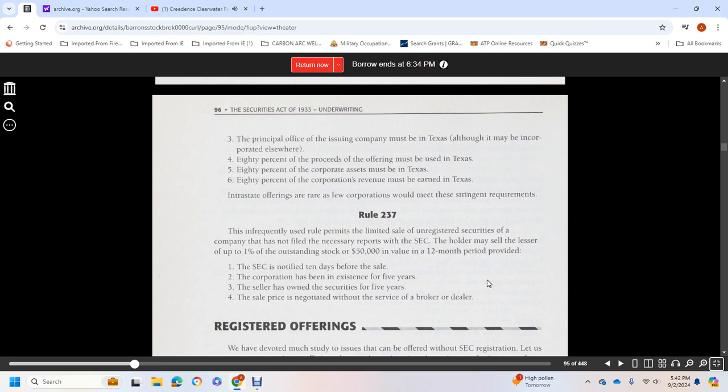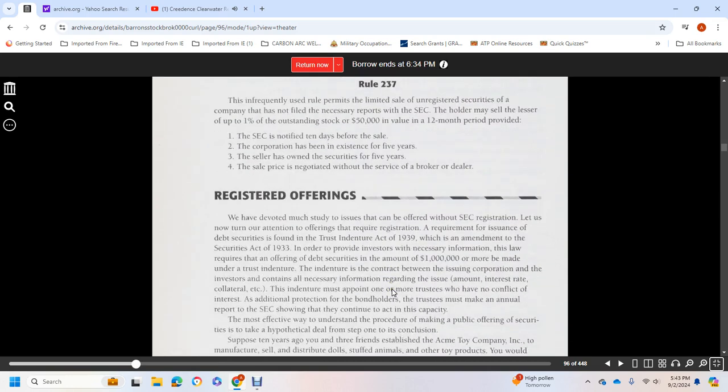Rule 237, for infrequent use, permits limited sales of unregistered securities. The company would notify the lessor of the Securities Exchange Commission. A holder may sell to the lessor 1% of the outstanding shares or $50,000 in value in a 12-month period, provided: 1. The Securities Exchange Commission is notified 10 days before the sale. 2. The corporation has been in existence for 5 years. 3. The seller has owned the securities for 5 years. 4. The sale price is negotiated without the services of a broker or dealer.